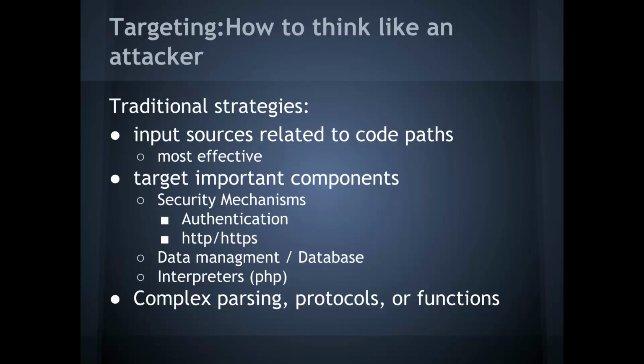Relate the input sources to the application, to code paths, and examine those if you have the source code, and see if there's any vulnerabilities you can find there. That happens to be one of the most effective ways to do it. Also, target important components, and that requires understanding the architecture. So perhaps there's a database, and you might be able to do meta-character injection, perhaps pull off some SQL injection at the end.